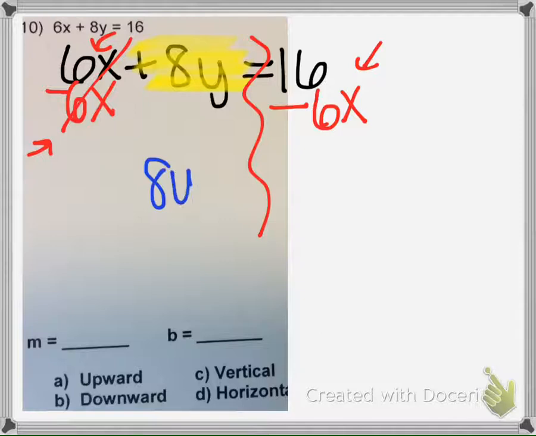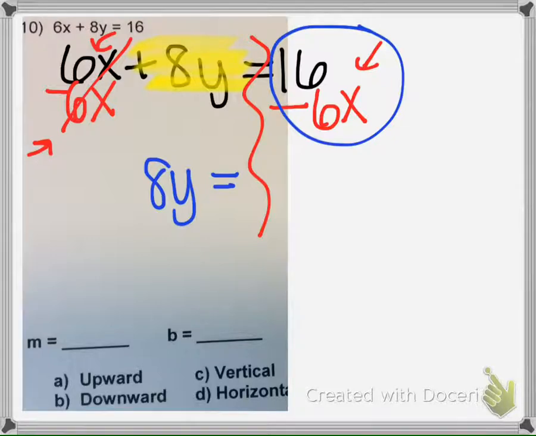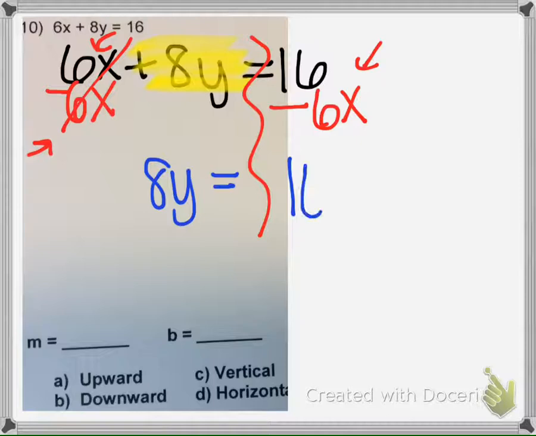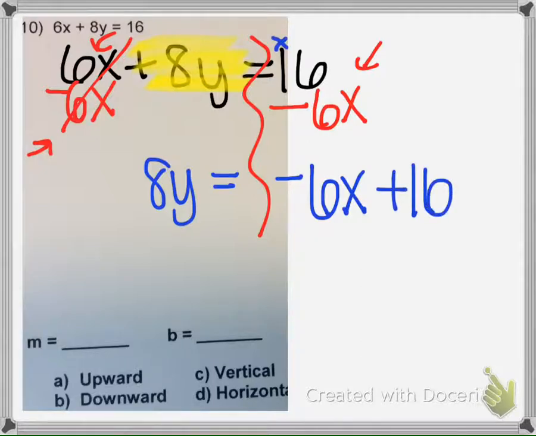Then we're going to bring down the 8y. And we cannot combine those. One has an x, one does not. They are not like terms. So we're just going to bring it down. Now, you can bring it down like this, as 16 minus 6x. But instead of doing that, I would prefer putting the negative 6x first. And then this is a positive 16, so I'm going to put the positive 16 second.